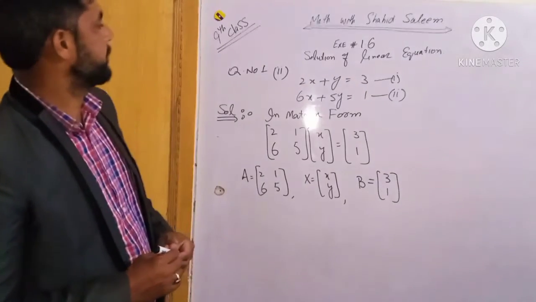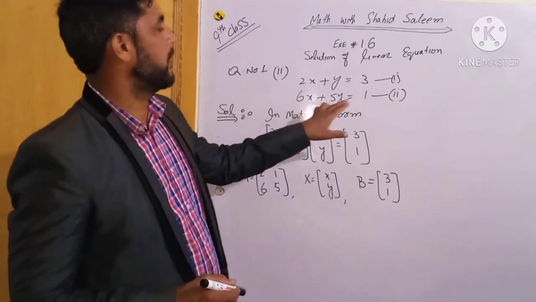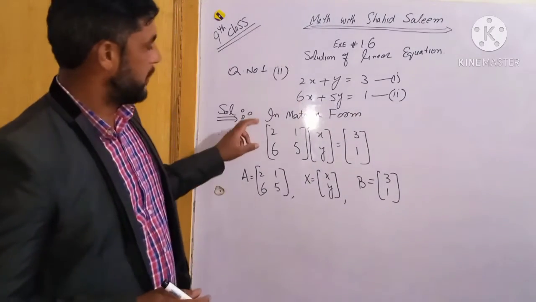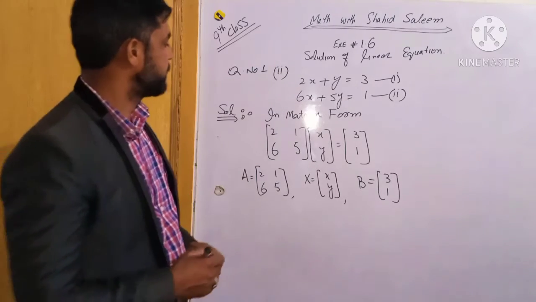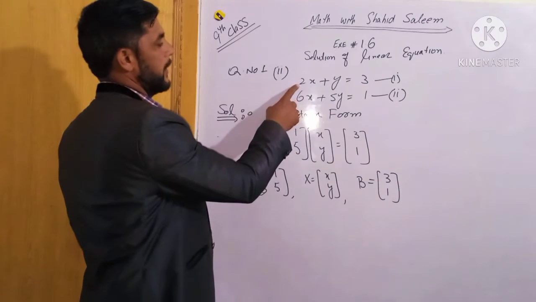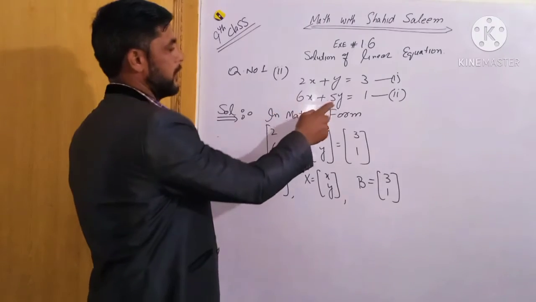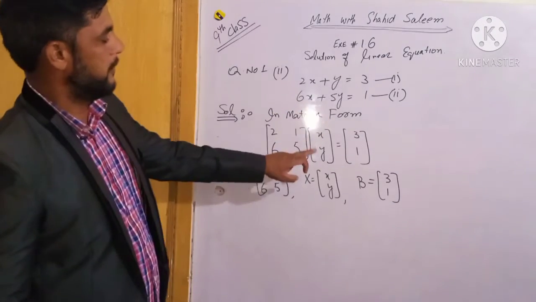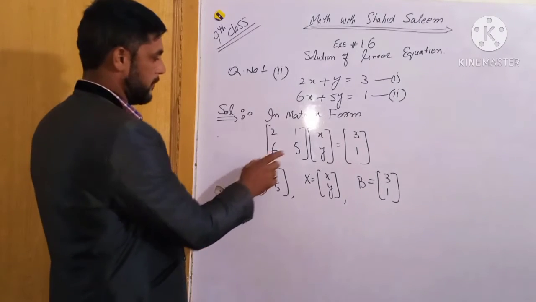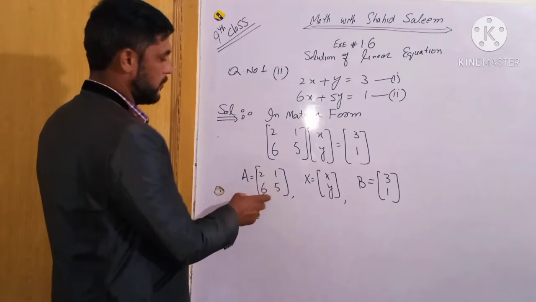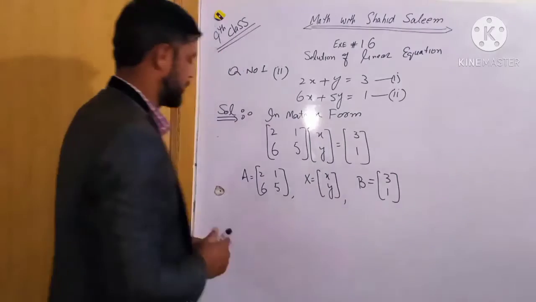Question number 2: 2x plus y equals 3, 6x plus 5y equals 1. First of all, we write these two equations in matrix form, which is the coefficient of x and coefficient of y, also the coefficient of x and coefficient of y, and the variables x and y. Here we name the matrices: A equals this matrix, X equals the variables, and B equals this matrix.